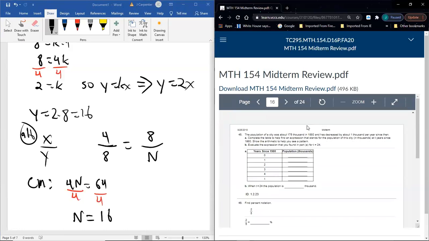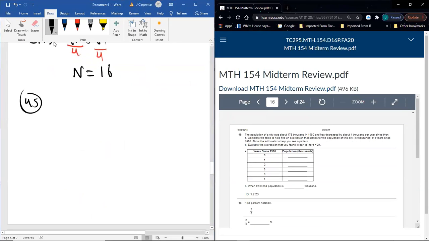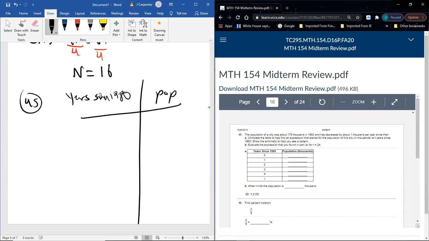Here we go. 45 is an excellent one because people always want to answer 45 wrong. The population of a city was about 175,000 in 1980 and has decreased by about 1,000 per year since then. So this city has 175,000, but their city managers aren't running it well, so people are leaving, or maybe they just ran out of space. So in 1981, they will have lost 1,000 people, which means years since 1980 and population: 0, 1, 2, 3, 4, T.